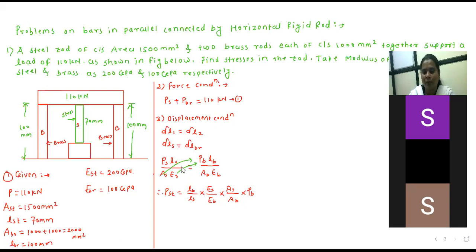Now we will put values. So we have to find the force in steel. So PST is equal to length of brass rod, which is 100, divided by length of steel rod, which is 70, into Young's modulus of steel 200 divided by Young's modulus of brass 100, into area of steel 1500 divided by area of brass 2000, into PB.